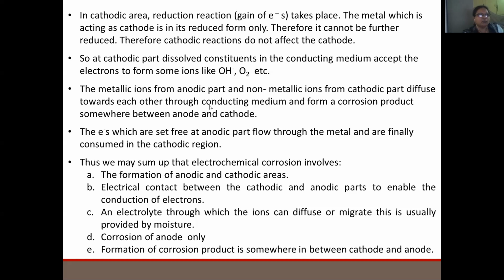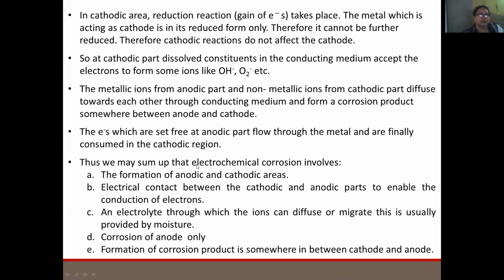The metallic ions from anodic part and non-metallic ions from the cathodic part diffuse towards each other, forming somewhere between anode and cathode. So the electrons which are set free at the anodic part flow through the metal and are finally consumed in the cathodic region.